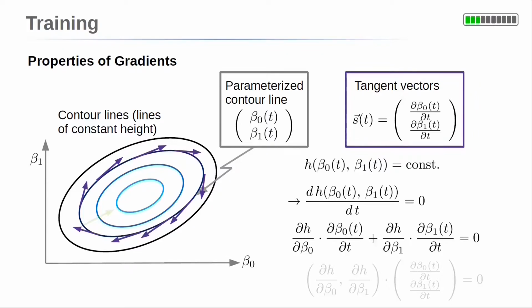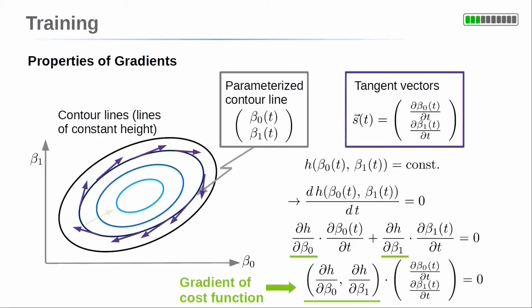The derivative of the cost function can be calculated according to the chain rule. This gives the derivative of the cost function with respect to beta 0 times the derivative of beta 0 with respect to t, plus the same expression with beta 1, and this is equal to 0. This can be written in vector notation. Highlighted in green are the derivatives of the cost function. This is the gradient of the cost function with respect to the parameters. Further, the derivatives of the parameters is the tangent vector.